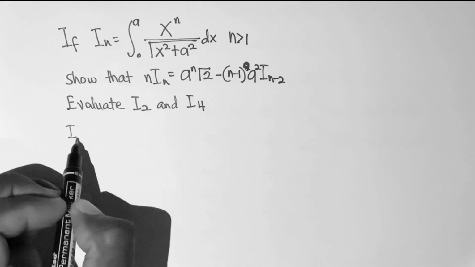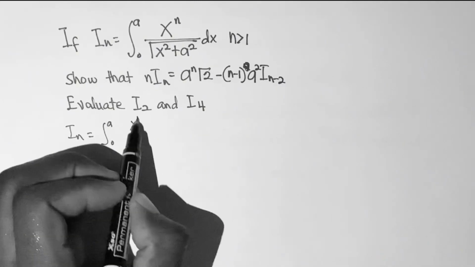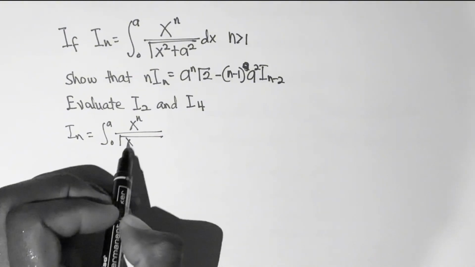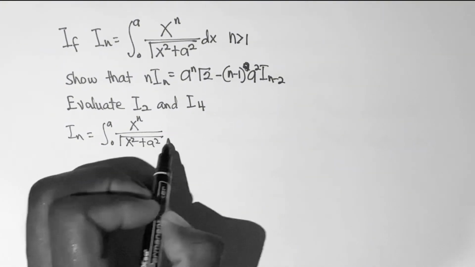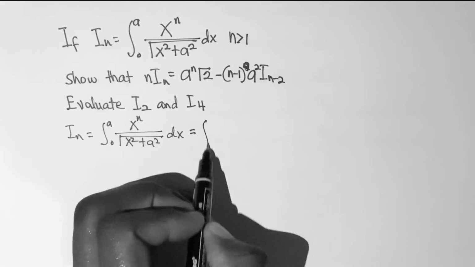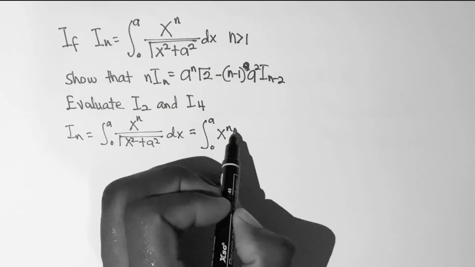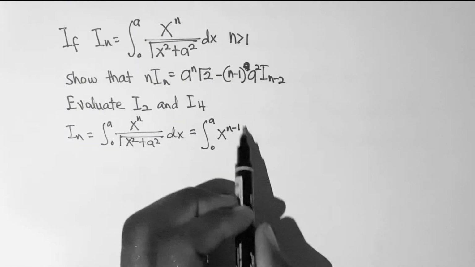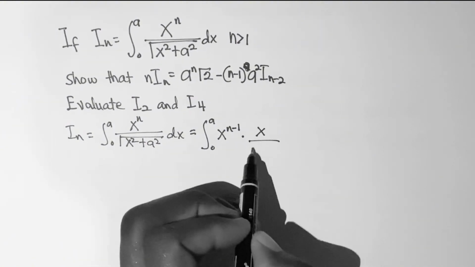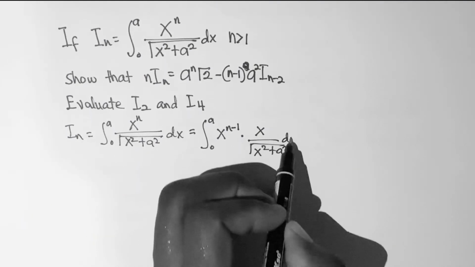So from the question, I of n is equal to integral of 0 to a x exponent n divided by square root of x squared plus a squared dx. So let's rewrite the integral well to write it as integral of 0 to a. Now I'm pulling out x exponent n minus 1. But because I put n minus 1 here, then I have to multiply by x divided by square root of x squared plus a squared dx.